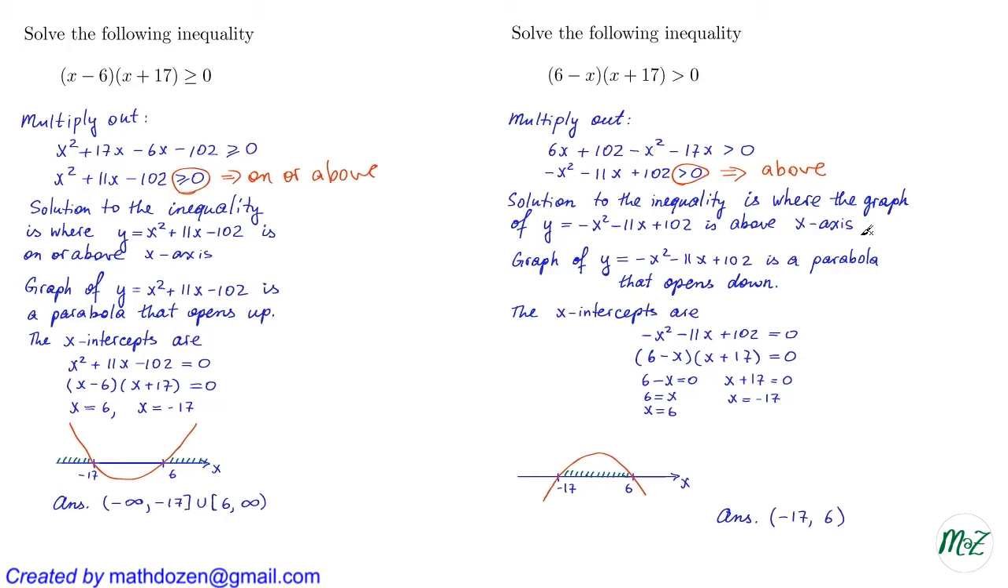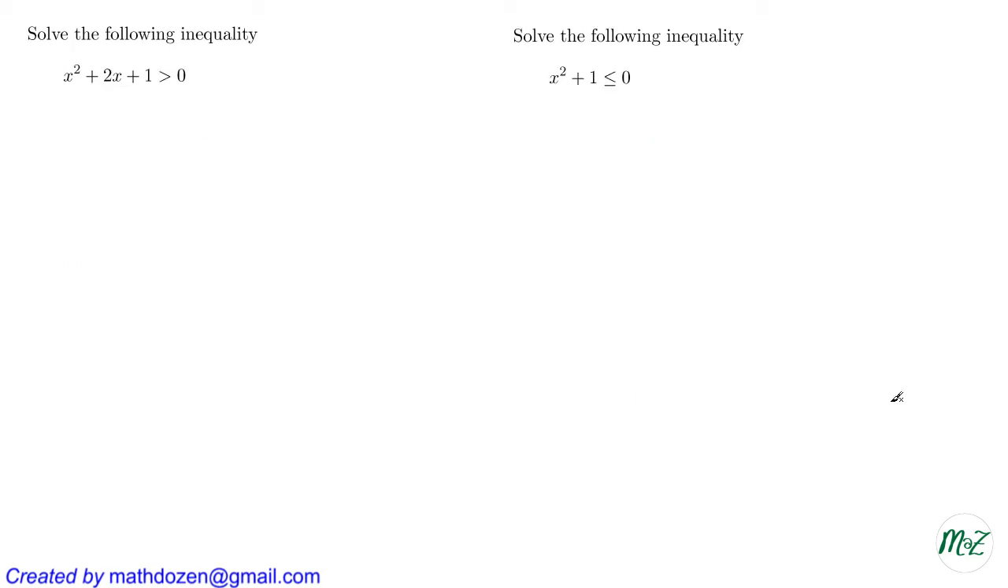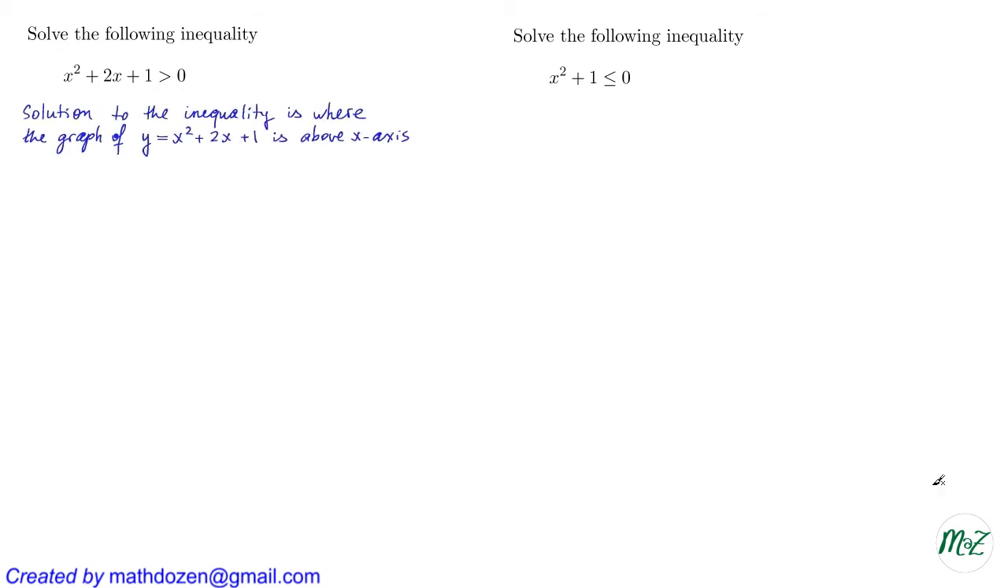We're going to solve the following two quadratic inequalities. We'll start with the inequality on the left, the x squared plus 2x plus 1 being greater than 0 inequality. So as usual, we take the graphing approach to the solution. So solution of this inequality is where the graph of y equals x squared plus 2x plus 1 is above x-axis. And the graph of y equals x squared plus 2x plus 1 is a parabola that opens up.